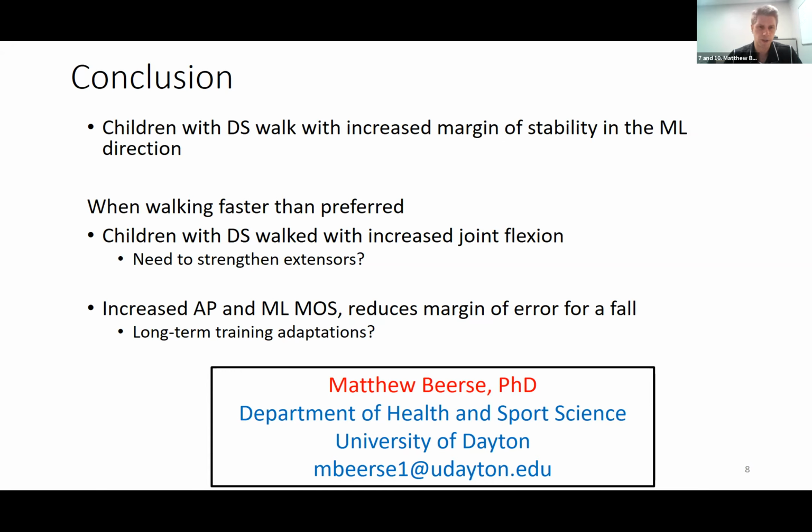And then when challenged to walk faster than preferred, children with Down syndrome walked with increased joint flexion. So maybe there's a need to strengthen extensors here so they're not adopting an atypical gait pattern. And then encouragingly, the children with Down syndrome were able to increase their margin of stability, which we can also think of as reducing their margin of error for a fall. We didn't observe any falls, so they're capable of this, and so we're interested in what the long-term training adaptations might be if they become more comfortable with this reduced margin of error. Thank you. Look forward to your questions.